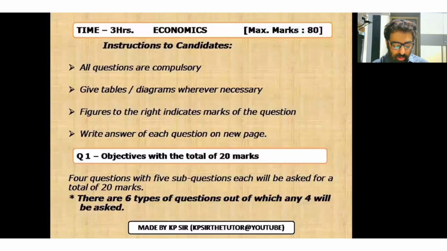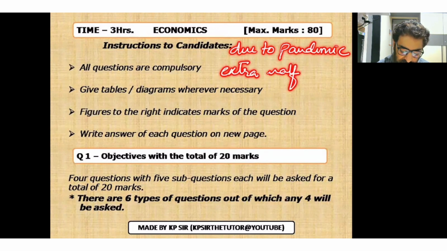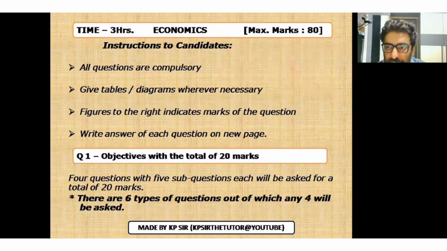Now, first of all, you get an economics paper which is for 80 marks, and you get 3 hours. I am aware that due to the pandemic, you'll be getting half an hour extra. Am I right? Due to the pandemic, you're going to get an extra half an hour.